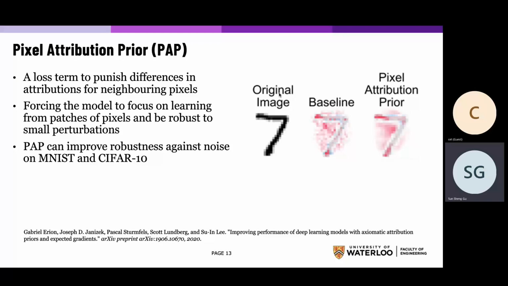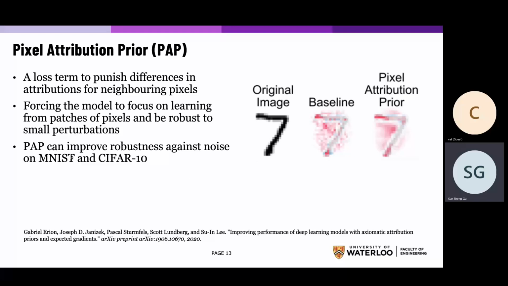And here we show some example, right? Say the original image is digit 7, and then we have a model trained without PAP loss, and then we generate the attribution map for this specific input. We can see the attribution map is very noisy, indicating that individual pixel values are having quite big influence on the model output. However, when we train the model with pixel attribution prior, you can see the attribution map is now very smooth. This indicates that the model is right now focusing on groups of pixels rather than individual ones.